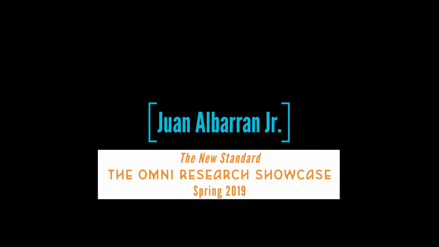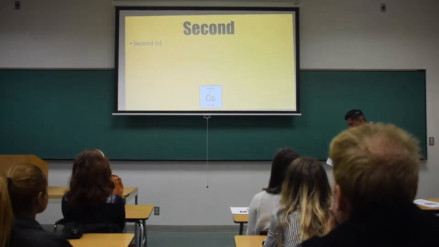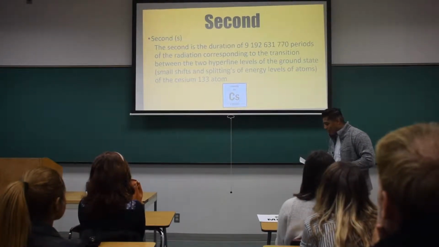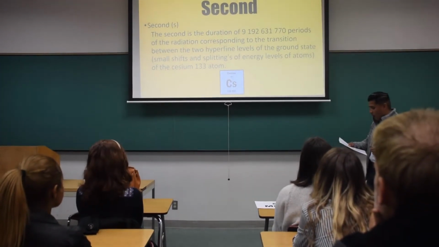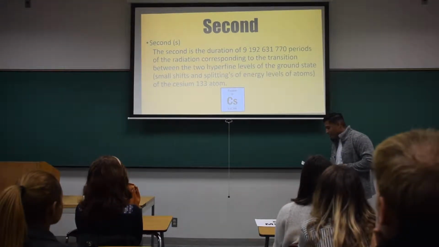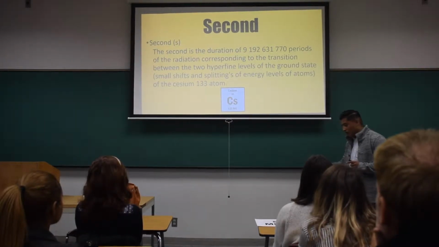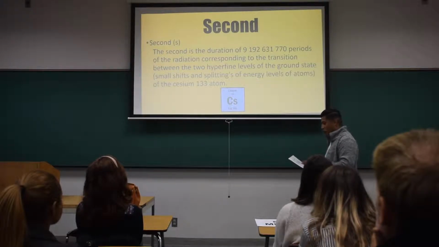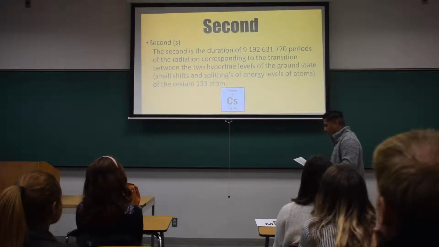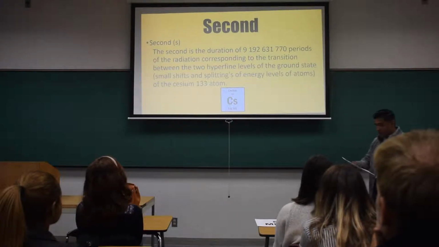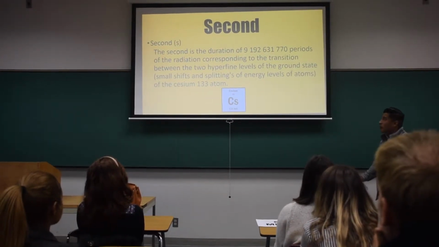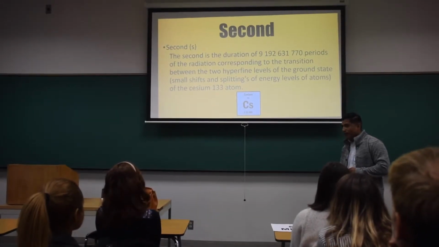8 times 10 to the 8 meters per second. The second is recorded by the duration of 9,192,631,770 periods of the radiation corresponding to the transition between two hyperfine levels of the ground state, which are small shifts in the splitting of the energy levels of the cesium-133 atom.